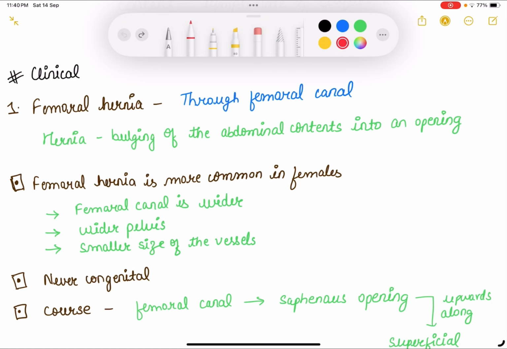So the first and most important one is the femoral hernia. So what is a hernia? Hernia is nothing but bulging of the abdominal contents into an opening. So now what type of abdominal contents? Majority of the time it is going to be a loop of intestine. So in femoral hernia, the opening is going to be the femoral canal.